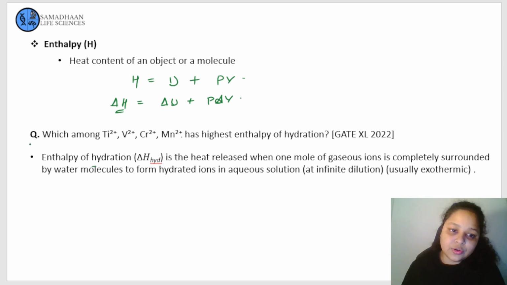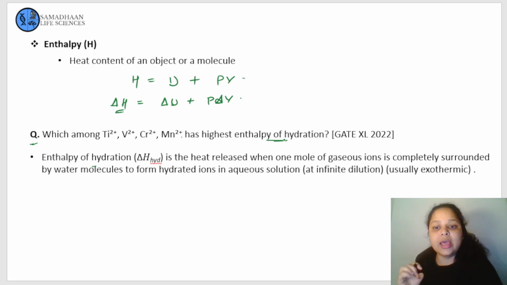Similarly, in this question, which among these four ions has the highest enthalpy of hydration. This is the heat released when a gaseous ion gets surrounded by water molecules and gets dissolved in aqueous solution. So this is the enthalpy of hydration. And here two factors are important: the charge on the ion and the size of the ion.